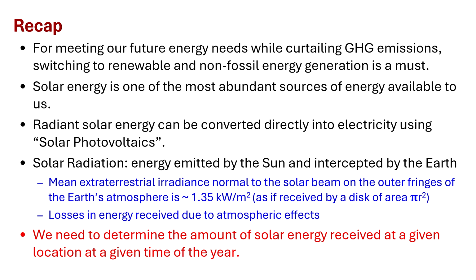Solar radiation comes from the sun. It is a measure of the energy that is intercepted by Earth after it is emitted by the sun, and Earth being much smaller than the sun, we intercept only a very tiny amount of energy. So the mean extraterrestrial irradiance that is available on the outer fringes of the Earth, normal to the solar beam, if this is your sun and the radiation is coming like this, and this is your Earth, then for a disk of area pi r square, whatever is received on it is equivalent to 1.35 kilowatts per meter square.